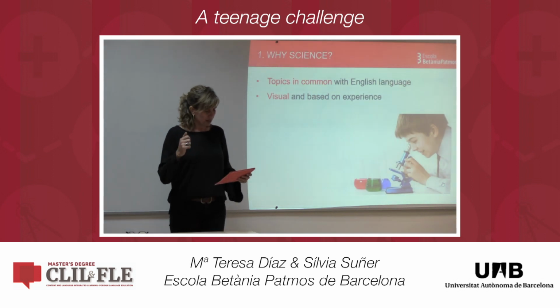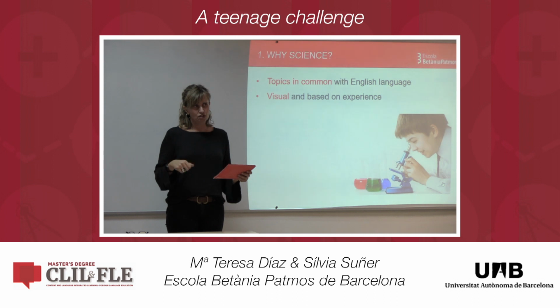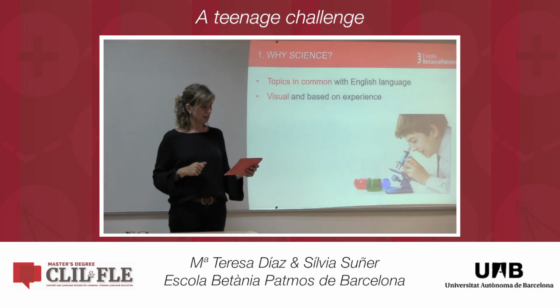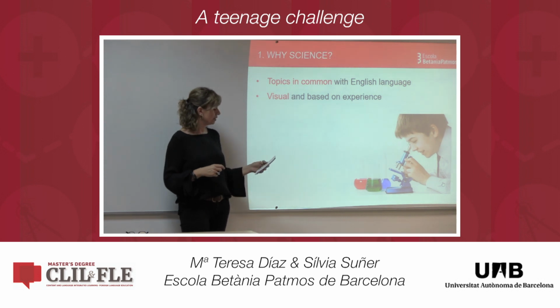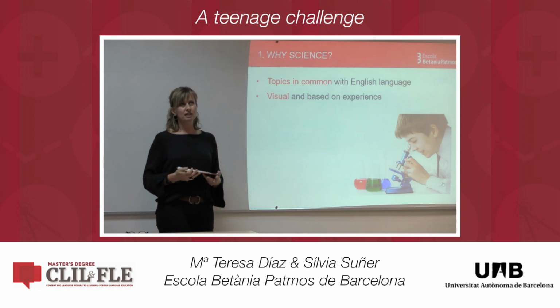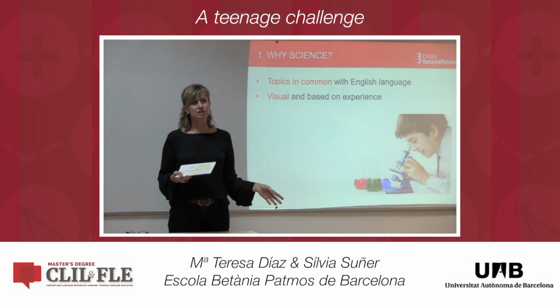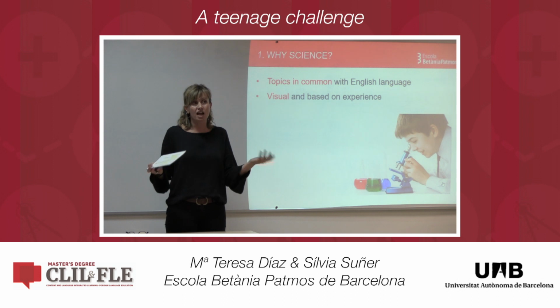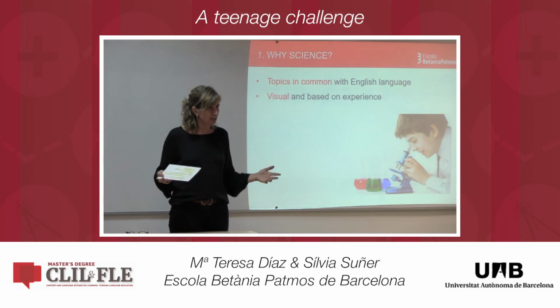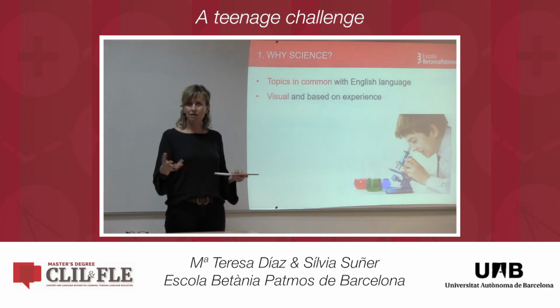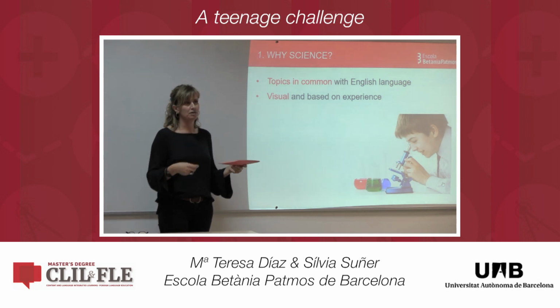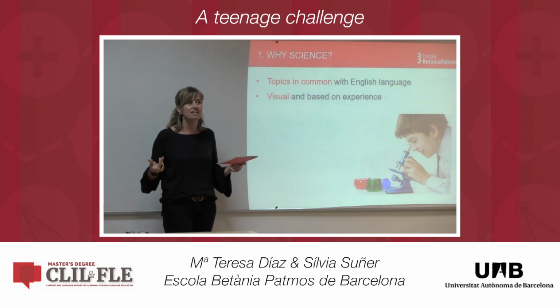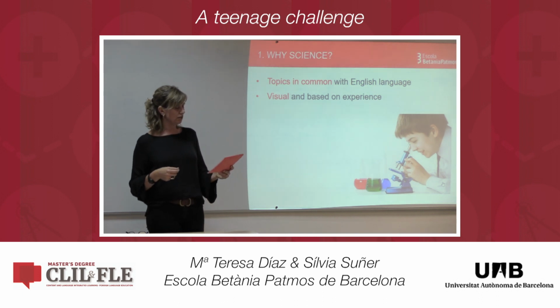So why did we pick science? This was the first decision: the first subject to be taught in English in our school. Because we found that at the beginning, when they are very young, all the topics that are related to English and English books and English tales are related to science or to nature or to the human body. So they have lots of vocabulary, they have different background, and this is good for them because they've got vocabulary related to something they knew.